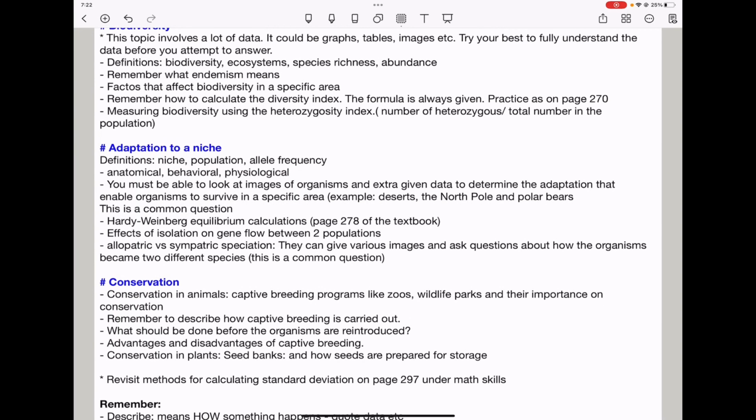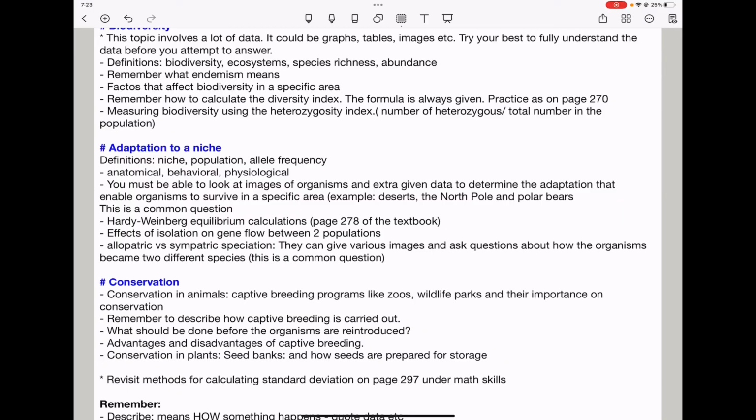The next part could be adaptation to a niche. They could ask what is a niche, what is a population, allele frequency, and so on. They could also ask about anatomical, behavioral, as well as physiological adaptations. You must be able to look at images, organisms, and extra given data to determine the adaptations that enable organisms to survive in a specific area. Examples include the desert where the temperatures are really high, or the North Pole and polar bears where the temperatures are really cold. This is a very common question, so ensure you fully understand how to reason that.